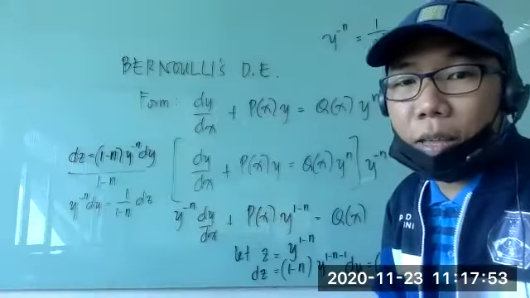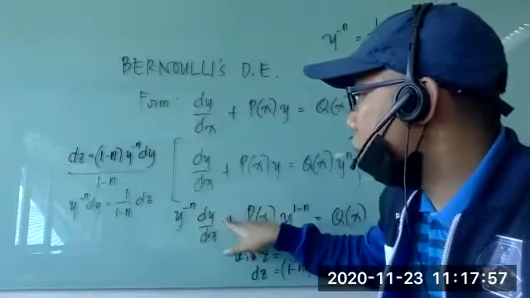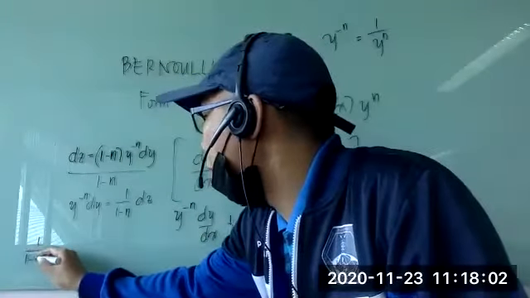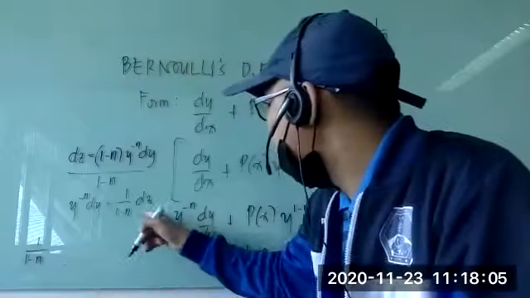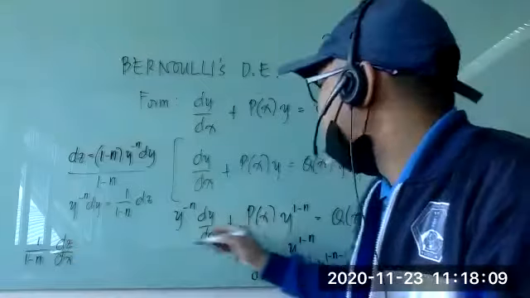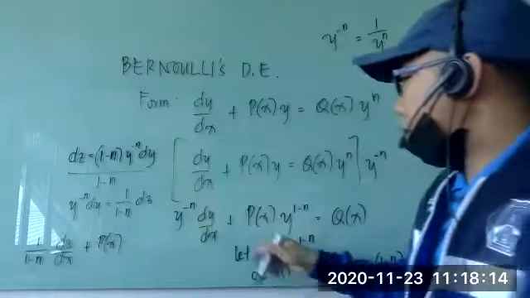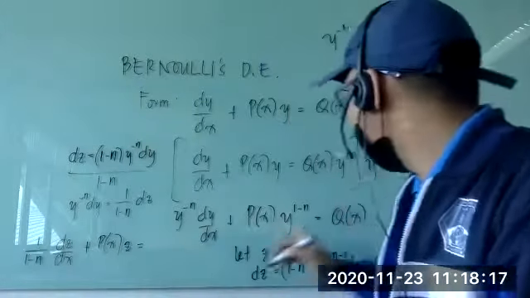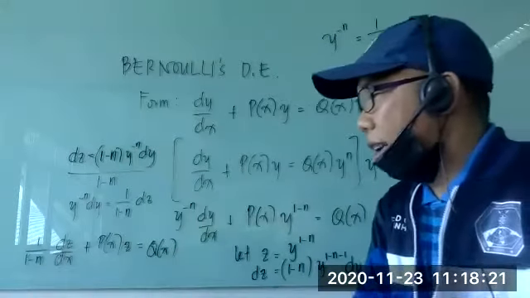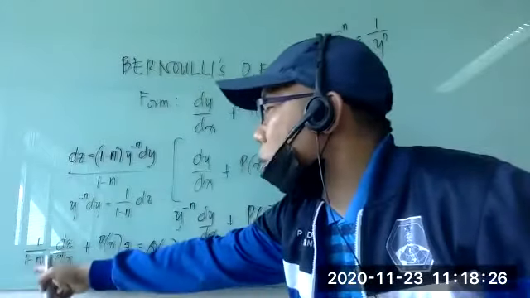And what's the next step? So i-plug in natin dito. So y raised to negative n dy is equal to what? Ito nga, di ba? So 1 over 1 minus n, kita ba? dz over dx. Here you have plus p as a function of x. This one will become z. So equal to q as a function of x. Ayan na siya, di ba? Linear in z na siya, provided na wala na yung 1 over 1 minus n dyan.